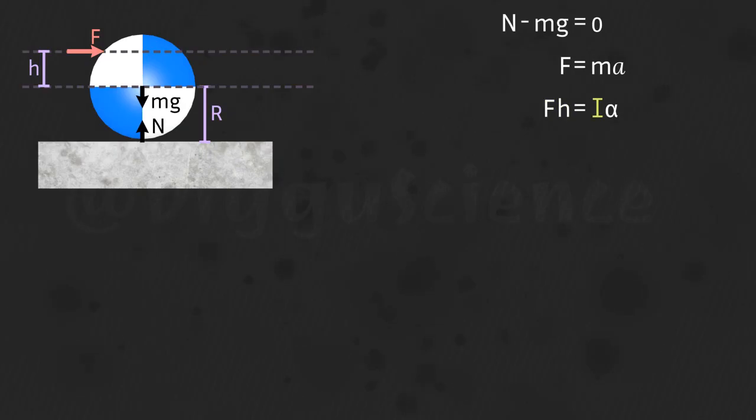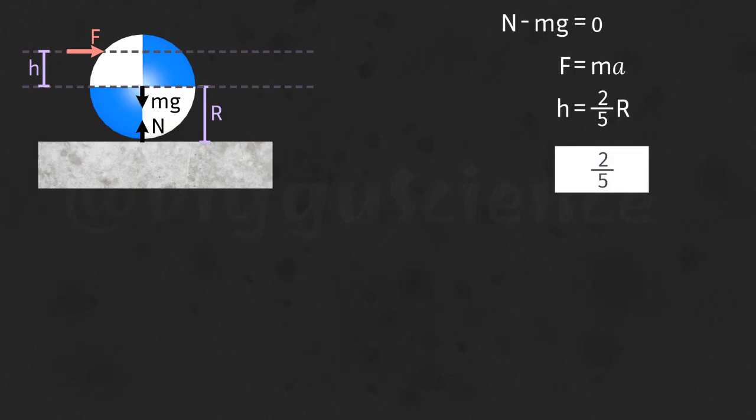If you remember, the moment of inertia of a solid sphere is 2/5 mr². For a ball rolling without slipping, the value of alpha is the linear acceleration divided by the radius of the sphere. We now have 3 equations. Simply substitute the value of F from the second equation into the third. This value can be crossed out. From here, h equals 2/5 times the radius of the sphere. So the answer is 2/5, or 0.40 written with 2 decimal places.